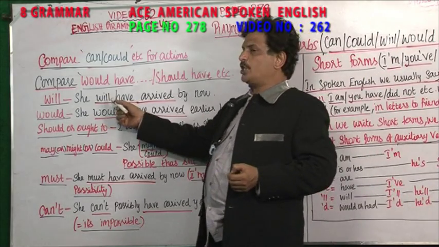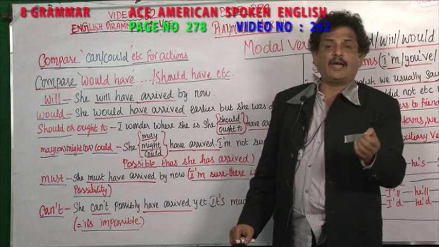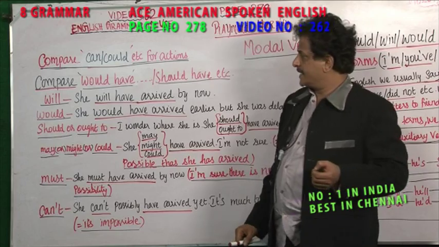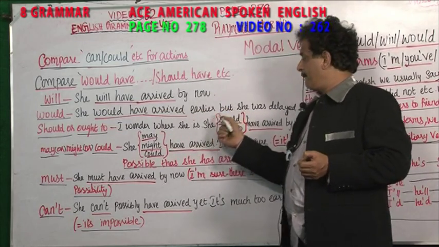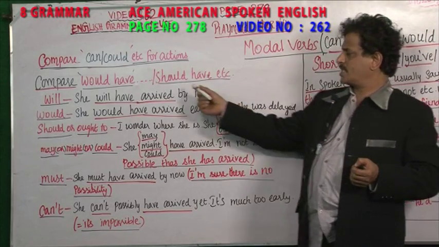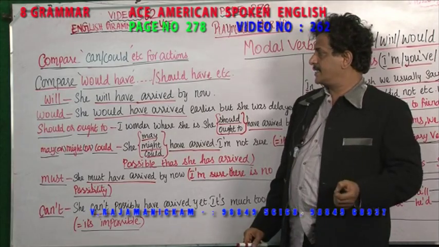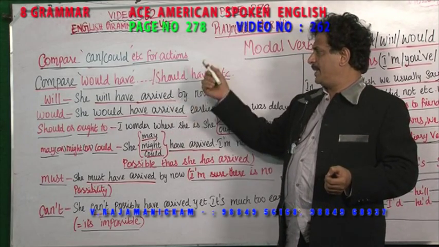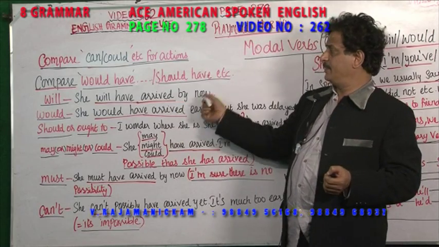See, she will have arrived by now. Second sentence, she would have arrived earlier, but she was delayed. What's the difference between the first sentence and the second sentence? She will have arrived by now. What do you mean by that?